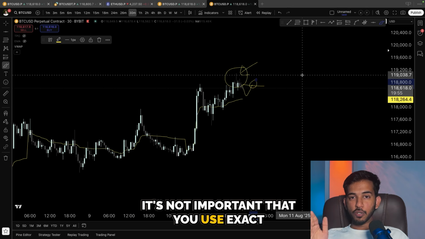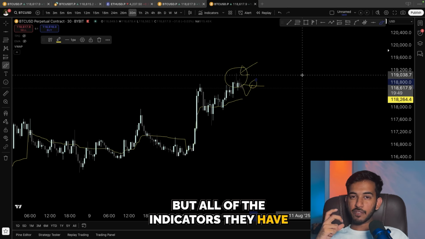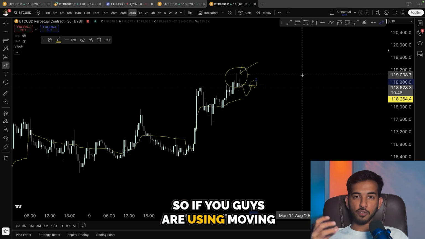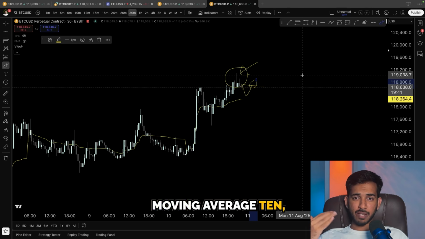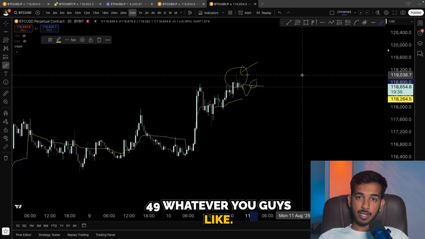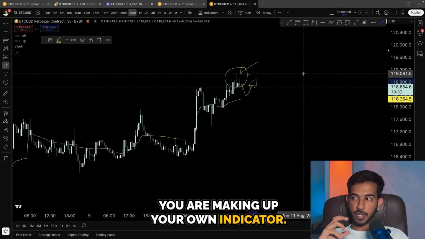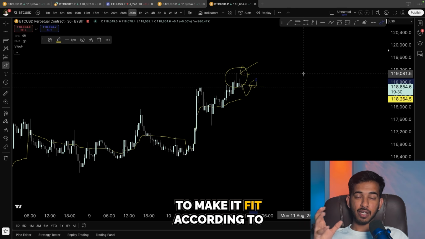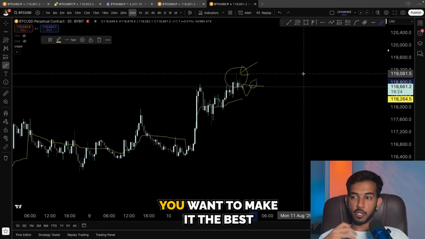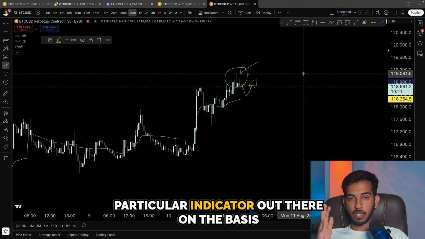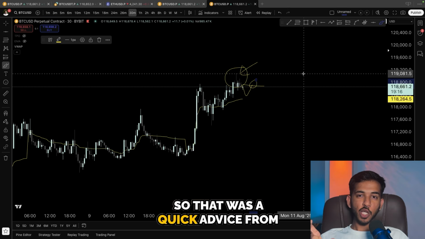It's not important that you use the exact same indicators that I use, but all of the indicators have certain customization options as well. So if you are using a moving average, it has certain customization options. Like you can set a 9 moving average, 10, 15, 20, 49, whatever you like. So always make sure that you are not lazy. You are making up your own indicator. You are customizing it because you need to make it fit according to how you look at the market and not what the indicator wants to show you. You want to make it the best indicator out there on the basis of how you think, how you react, and how you trade the market. So that was a quick advice from my end.